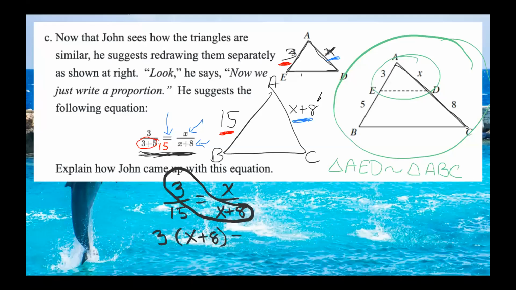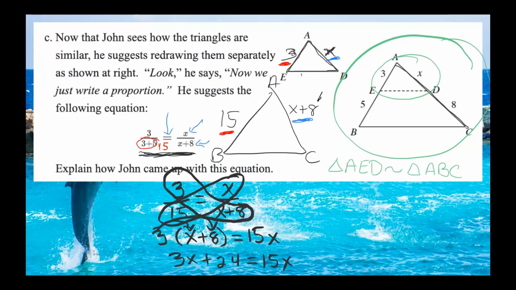And then I'm going to set that equal to 15 times x. Some people call this the butterfly wings or the helicopter blades. It's just another way to solve a proportion. To continue to solve this proportion, we need to distribute 3. So we get 3x plus 24 is equal to 15x.